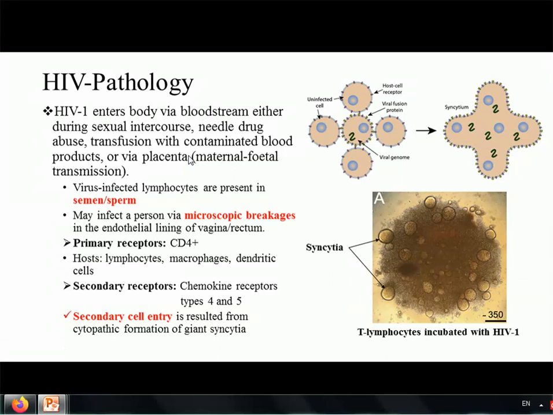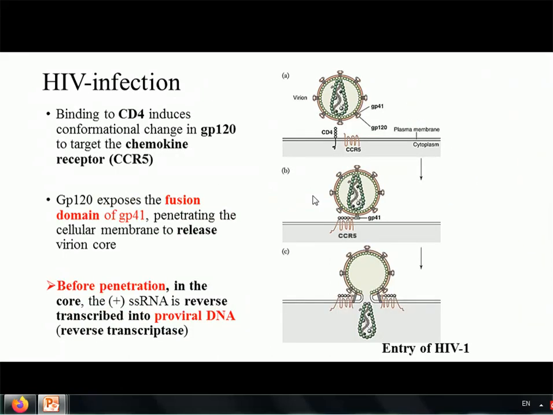Once they get the HIV virus, this virus will interact with the host CD4 receptor, and later interact with the co-receptor. The interaction is via the GP120 glycoprotein found on the HIV virus surface. So in terms of infection, first of all, the HIV will use the GP120 glycoprotein to interact with the CD4 receptor. Later on, it will interact with the co-receptor.